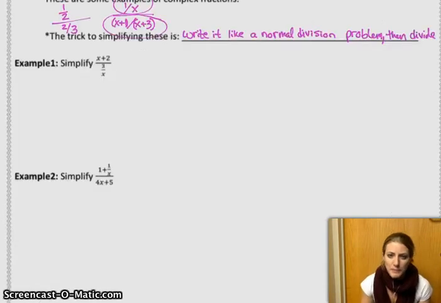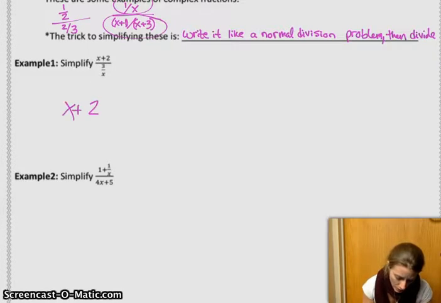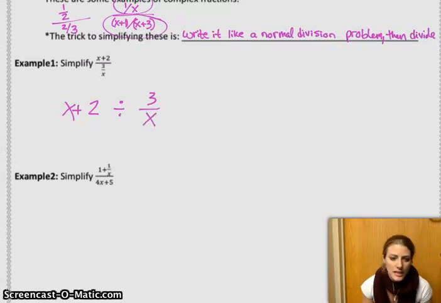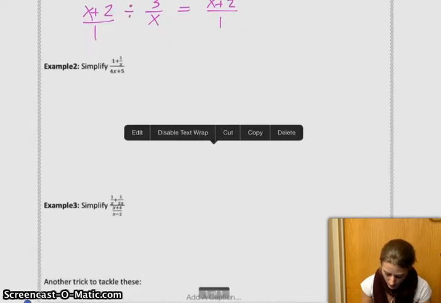All right, so first example is x plus 2 over 3 over x. If I'm writing it like a normal division problem, I write it as x plus 2 divided by 3 over x. And now since x plus 2 isn't a fraction, we can just make it a fraction by putting it over 1. And then to divide fractions, we just copy the first one, x plus 2 over 1, change it to a multiply, right? Multiply by the reciprocal.